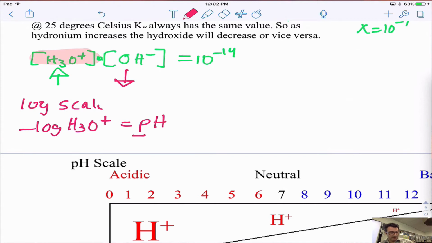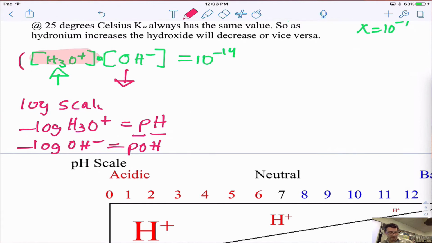pH stands for power of hydrogen. Log is an exponential scale, so we're doing the power of hydrogen. The negative log of the H3O plus is called the pH. The negative log of the OH minus is actually called the pOH.